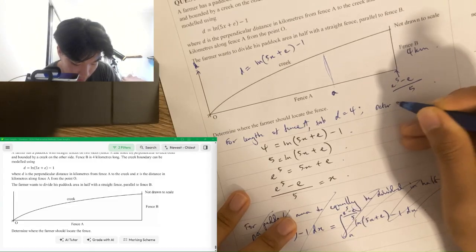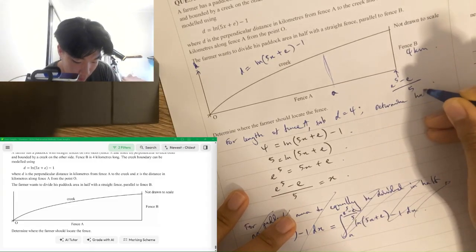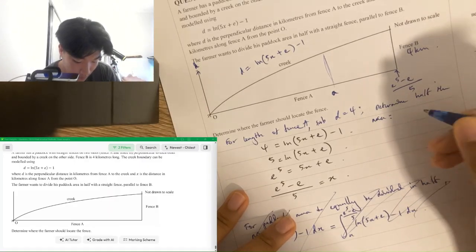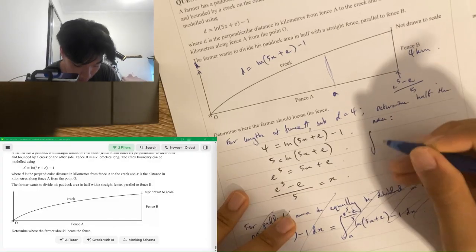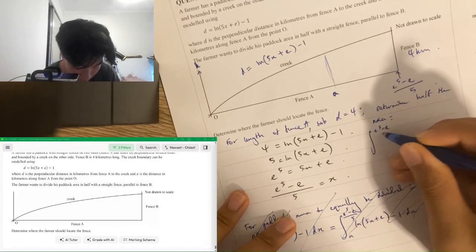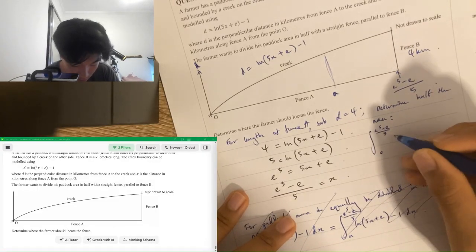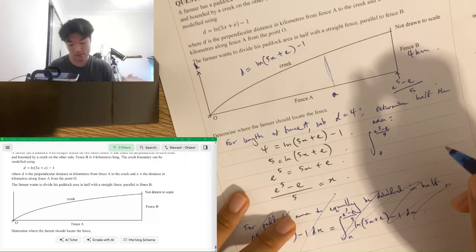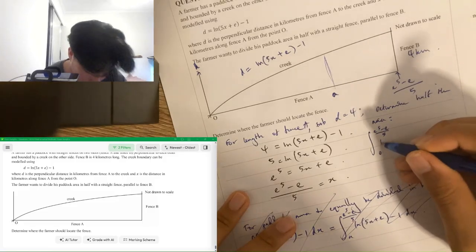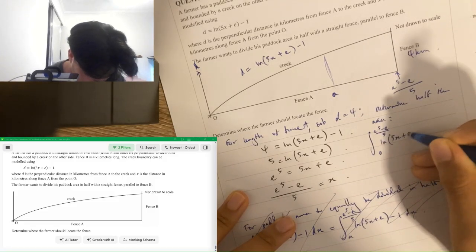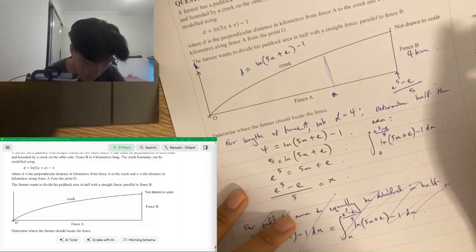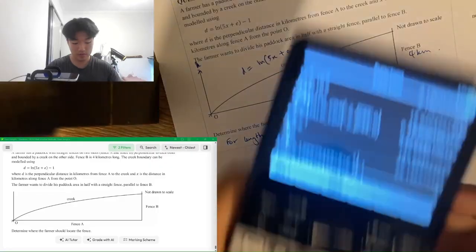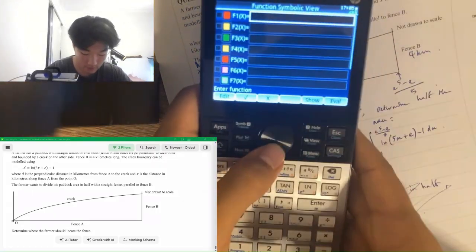Determine half the area. The area is, like we said, you can use a definite integral. Oh wait, we can use the graphics calculator. I was about to say we run into the same problem, but in this case we have two constants that we can solve in, so it doesn't matter.